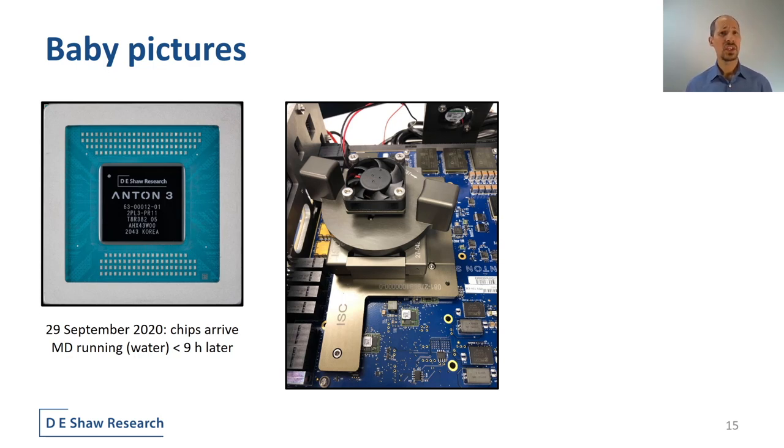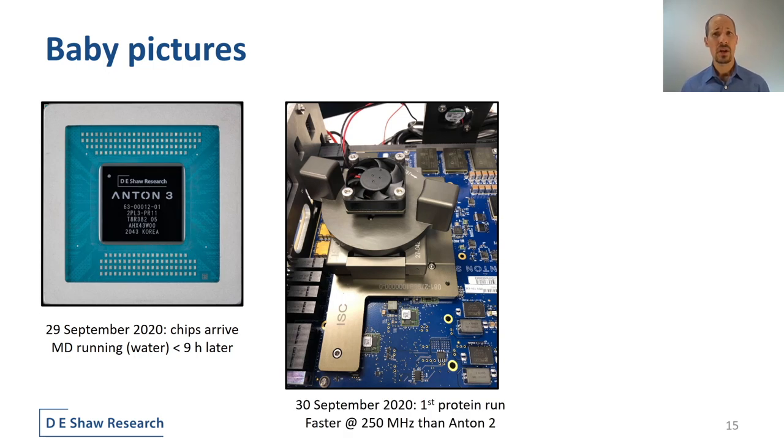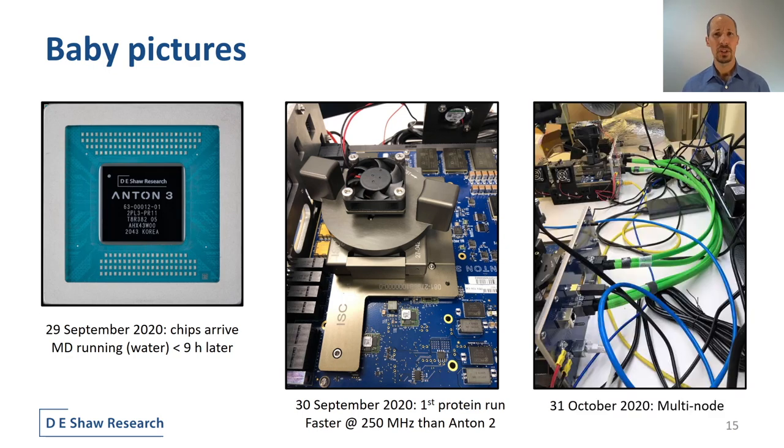The very next day saw our first simulation of a protein on Anton 3, which was limited to 250 MHz clock frequency by the challenging thermal environment of the air-cooled socket station. In spite of this limitation, Anton 3 single chip performance at that point exceeded that of a full speed Anton 2. A month later, on Halloween, we achieved our first multi-node simulation with the interconnection of two socketed chips. While invaluable during bring up, however, the socket test stations are not destined to scale any further beyond two nodes.